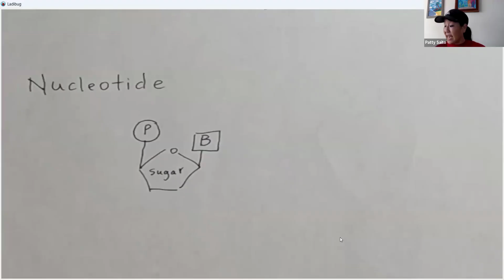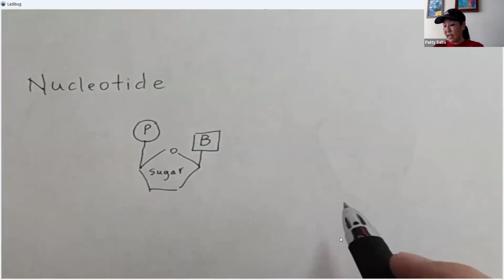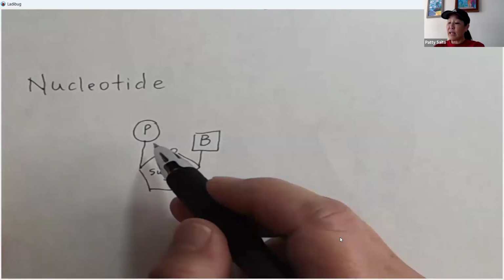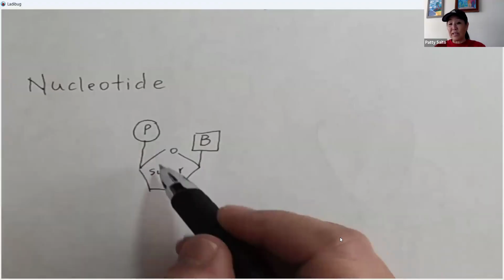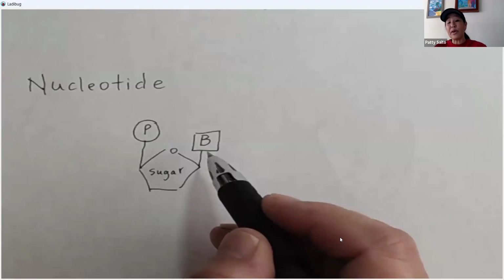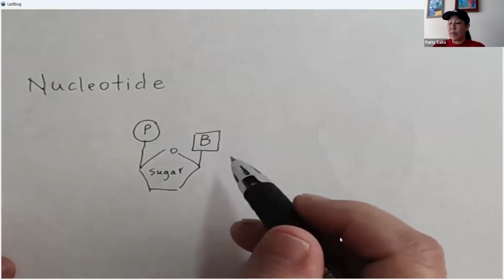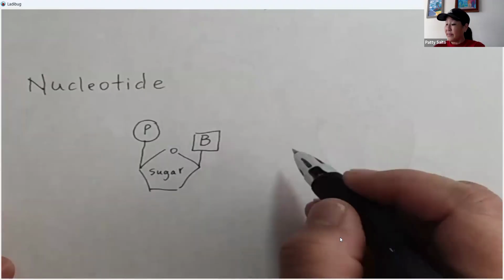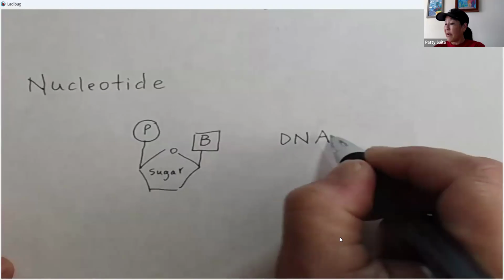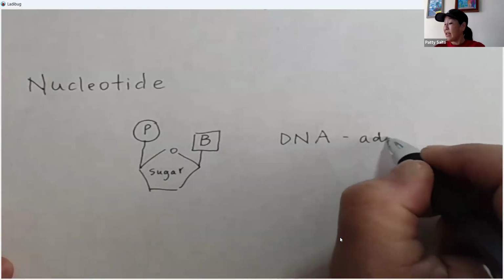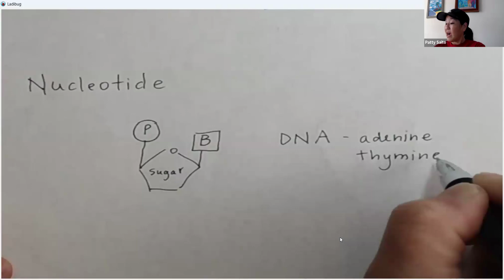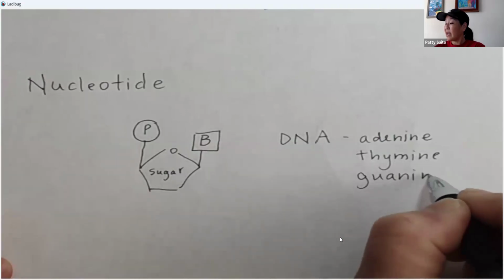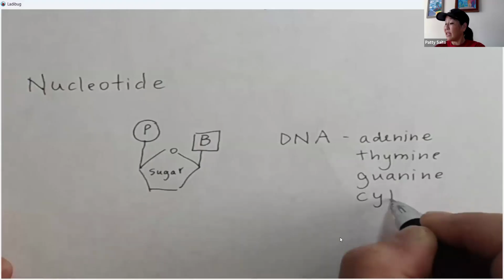Now, there are different kinds of nucleotides. Or I should say that the phosphate and sugar are the same for all nucleotides, for all people, for all living organisms. The sugar and the phosphate remain the same. How we differ is in our bases, the order of our bases. Now, in DNA, we have 4 bases: an adenine, a thymine, a guanine, and a cytosine.